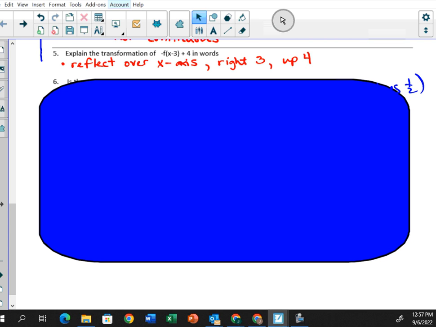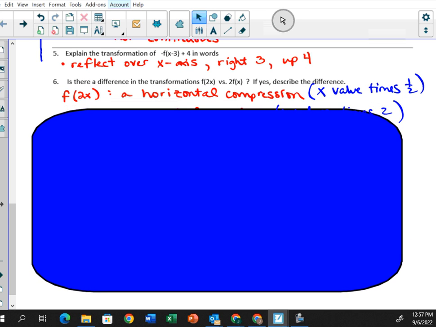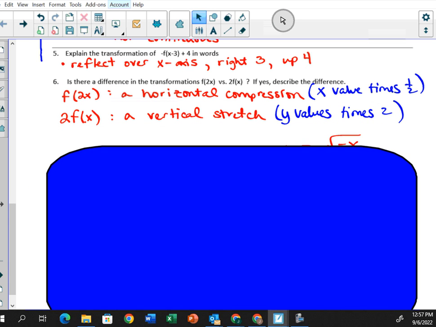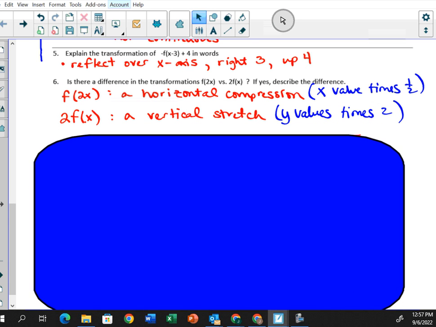Questions there? Okay, and then this one, this is kind of what we talked about in your warm-up on those graphs. There is a difference when the 2 is inside with the x versus the 2 being outside. Were you guys okay with that after the warm-up? We see the difference there? Okay.